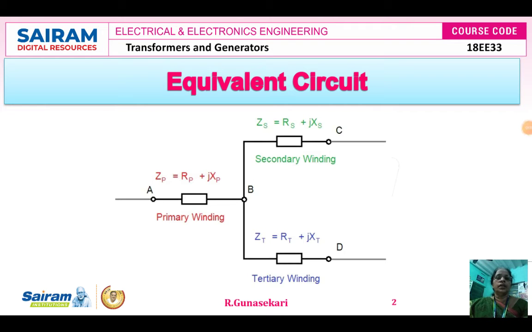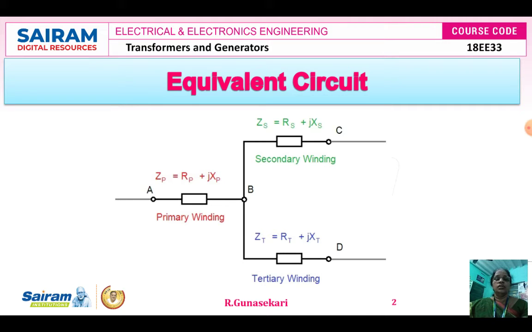Equivalent circuit of a three winding transformer. Now you see the equivalent circuit diagram. Primary winding AB terminal represents the primary winding, BC terminal represents the secondary winding, BD terminal represents the tertiary winding. The impedance of the primary winding ZP is equal to RP plus jXP. RP is the resistance of the primary winding, XP is the reactance of the primary winding.